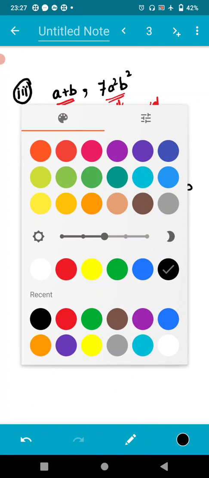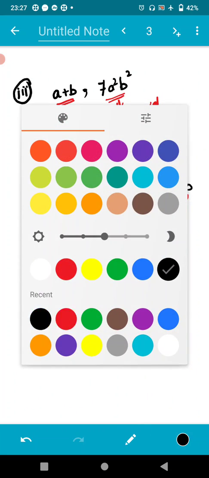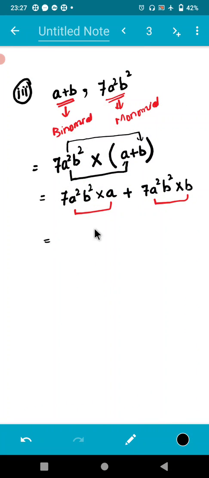Exactly. Now we have to multiply these two things, and again these two terms as well. So what is the product of these two terms? A has 1 as a numeral coefficient, so 7 ones are 7. A square into A, that means how many A's altogether? 3 A's. So we'll write A cube, and there is only B square, so we'll write B square here.